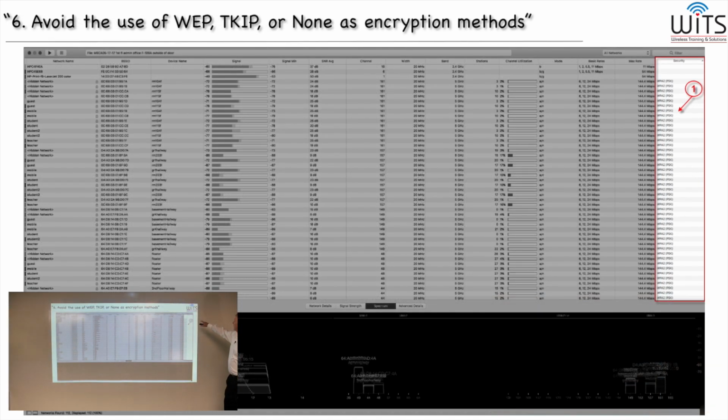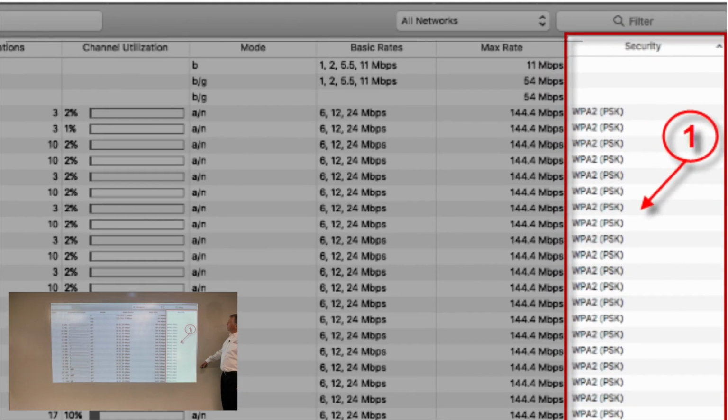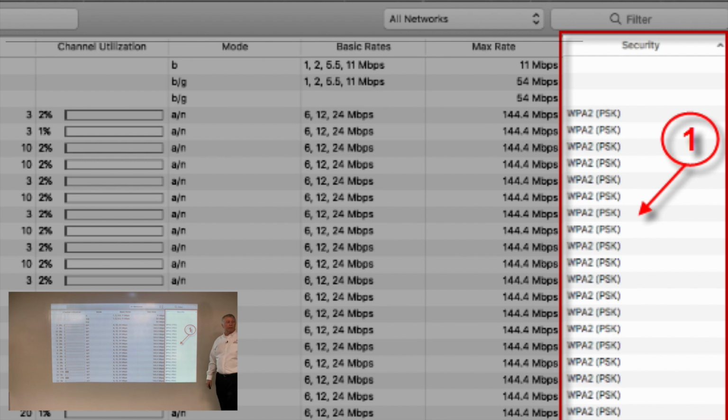Under the security column, far right-hand side of Wi-Fi Explorer, you'll see a listing of the types of security methods that have been put into practice in this particular location. And we can see here that these are all set up to use WPA2 with a pre-shared key. That's what the PSK stands for. So again, according to the baseline best practice, we want to avoid the use of WEP, TKIP, and None.